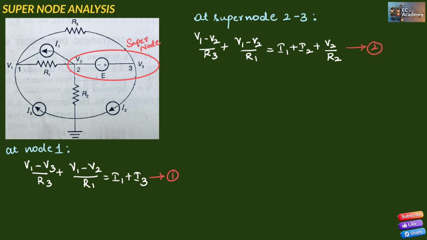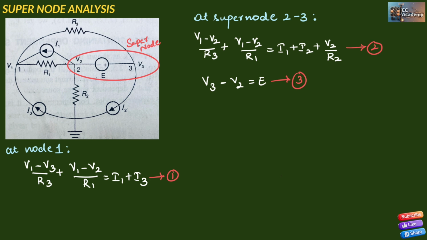So we can find the third equation at the supernode by taking V3 minus V2 will be equal to E. Let us call this equation number 3. So minus V2 we have written here because the minus sign is towards V2. Plus sign is towards V3. That's why we have written plus V3.